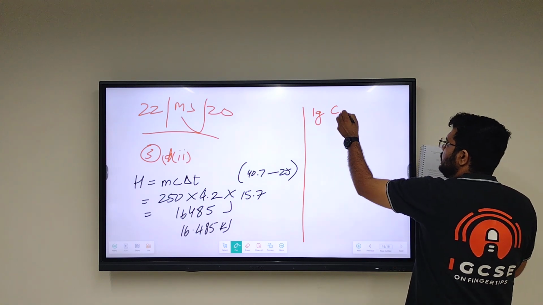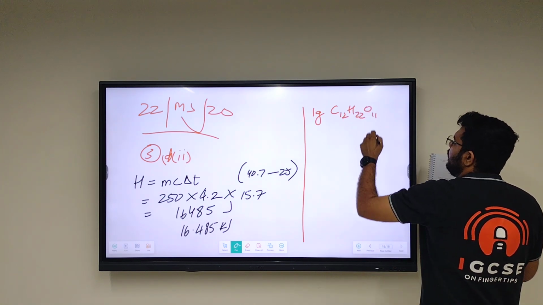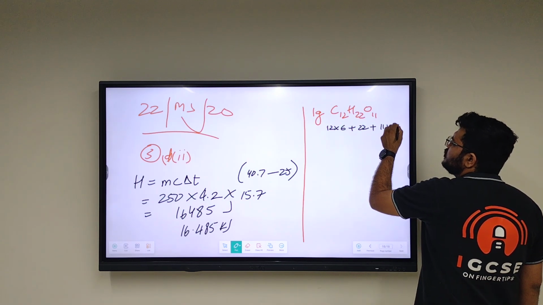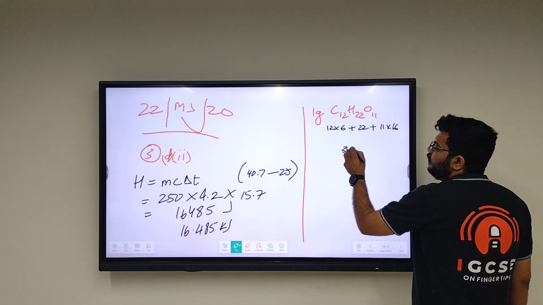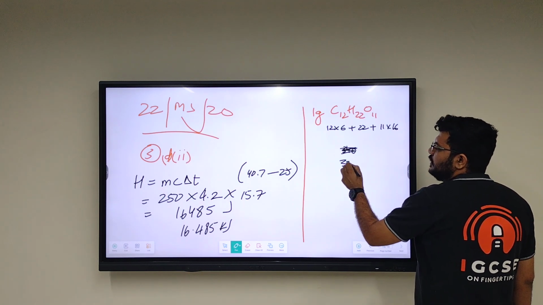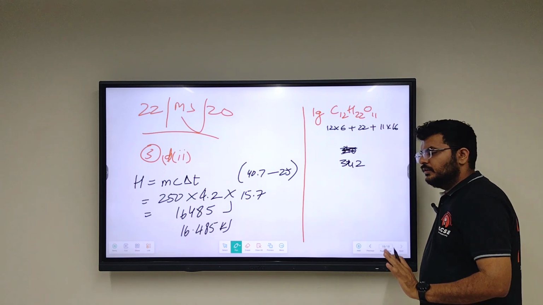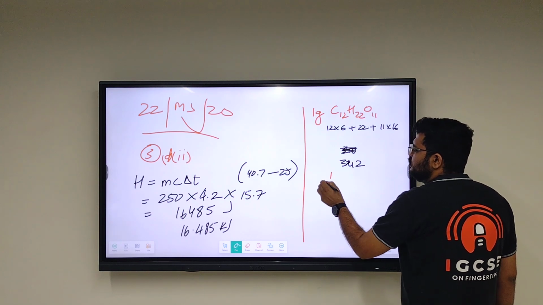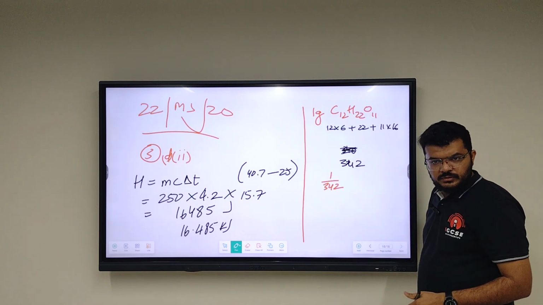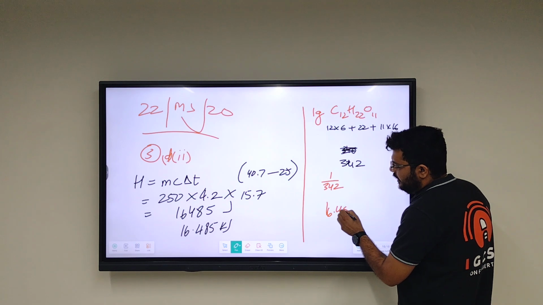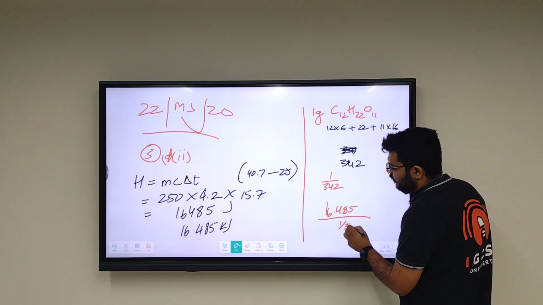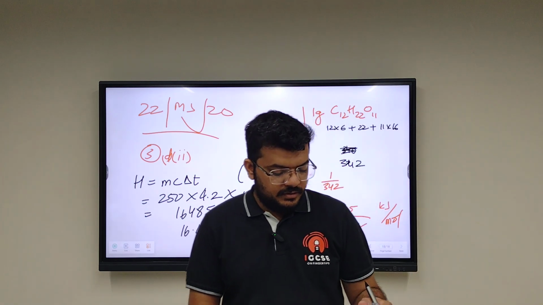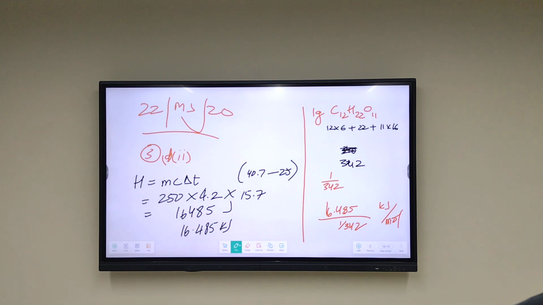How? 1 gram of C12H22O11. What will be the mass of this? 12 into 6 plus 22 plus 11 into 16. It is 342. Right? Now, for 1 gram, what is the number of moles? 1 upon 342. Right? 16.485 divided by 1 upon 342 will give you the answer in kilojoules per mole, 5637.87 kilojoules.